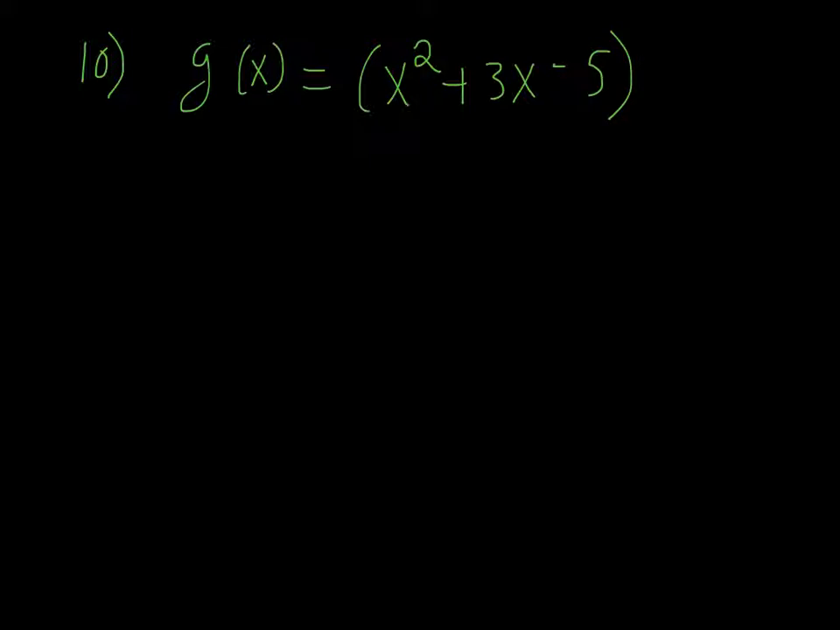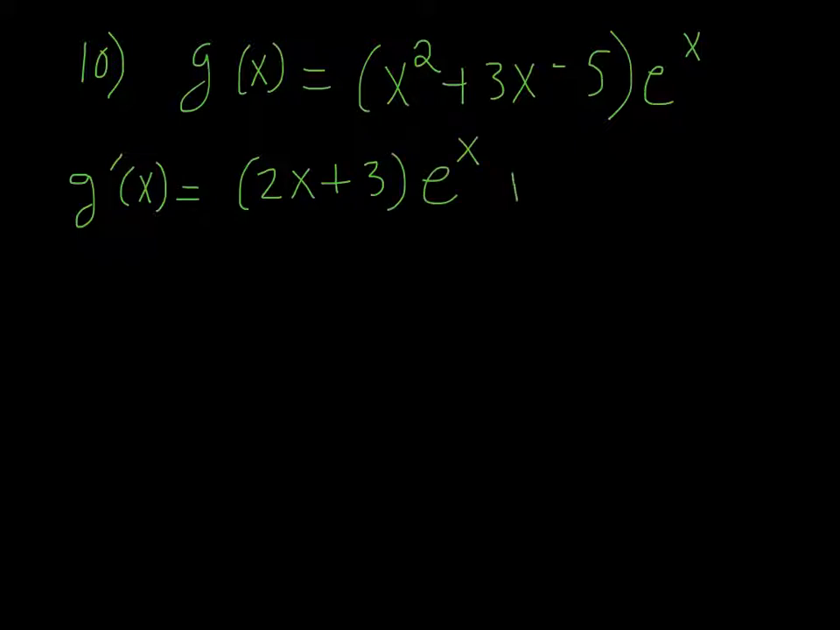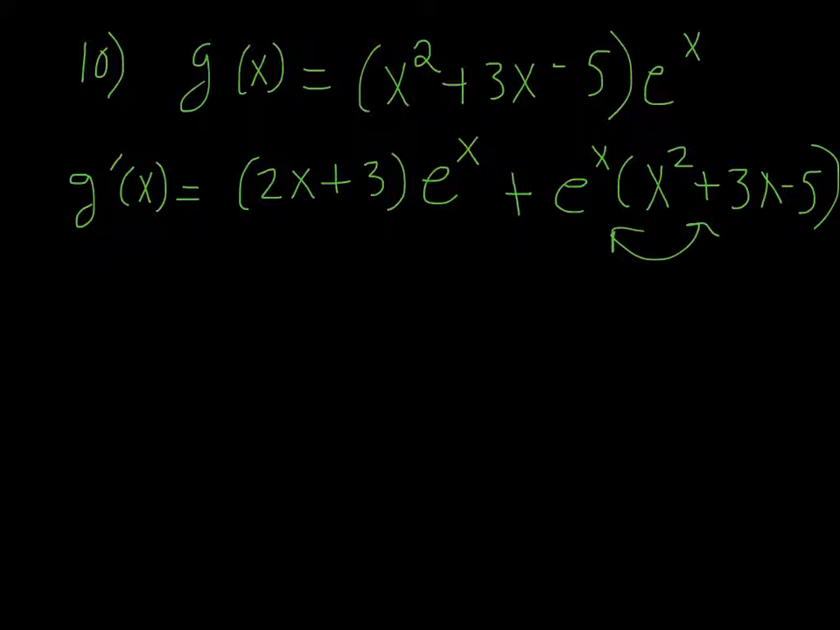Number 10 is g of x equals x squared plus 3x minus 5, that whole quantity, times e to the x. If we want the derivative, again, we need to use the product rule. Derivative of the first is 2x plus 3 times the second plus the derivative of the second times the first. Now note that you can switch the order of these two.